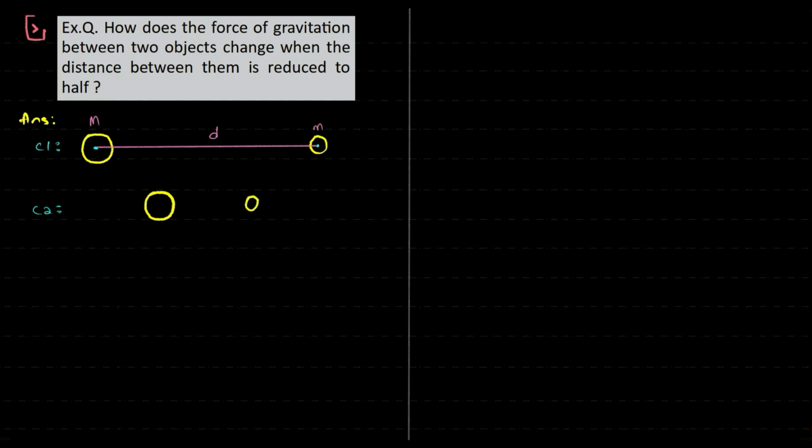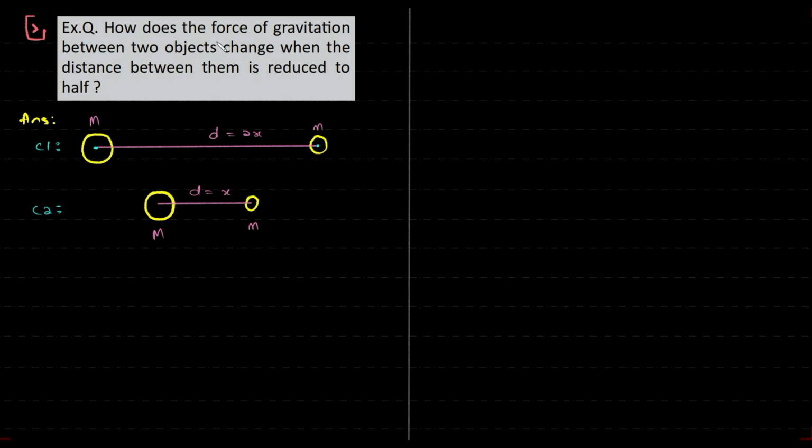What happened? The mass is not changing. This will remain capital M, and this will remain small m. The distance between them got reduced by half. I'll take this as 2x, and in this case d will be equal to x. Make sense? This is 2x and this is x. So we have to compare, I guess.